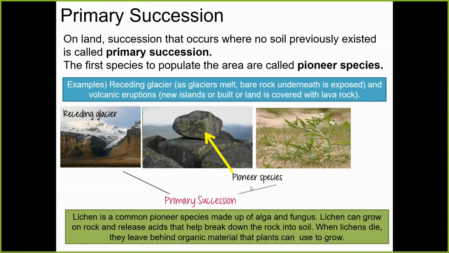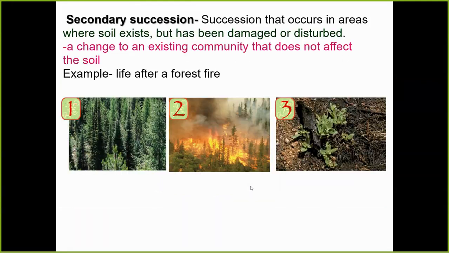Okay. So we talked primary succession. Again, pioneer species are your lichen. These guys are going to create the soil that then can be used for the succession to continue. Secondary succession is succession that occurs in areas that already have soil. Forest fire does not destroy the soil, it just destroys all the trees. It takes it down to bare soil, but we don't have to regrow the soil.